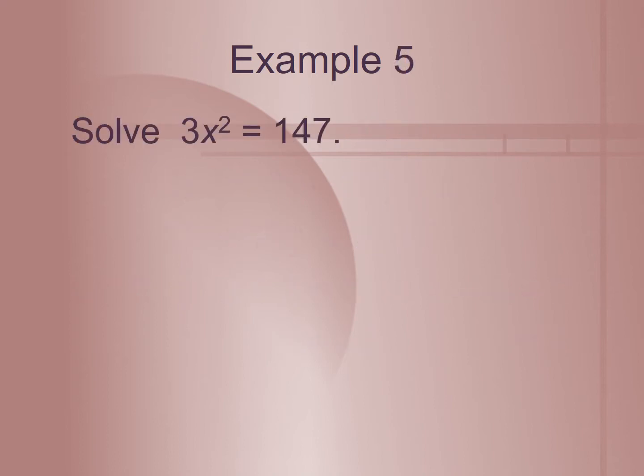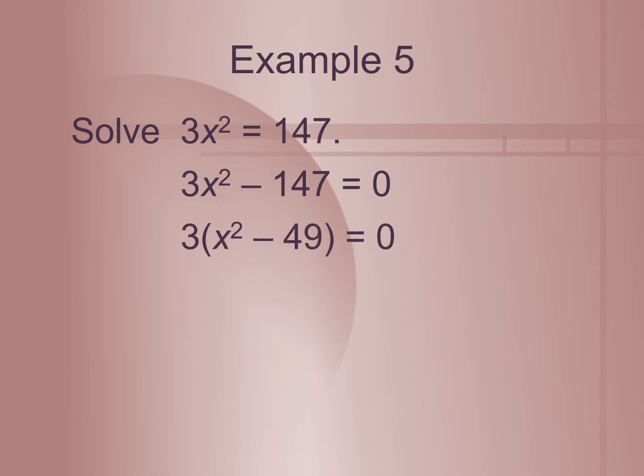Here's our next example. We have 3x squared equals 147. This is a quadratic equation because we have x squared, and if we want to solve this by factoring, we would have to set it equal to 0 first. So we'll subtract 147 from both sides. I'm going to go ahead and factor out a 3 because they both share a factor of 3, giving me x squared minus 49 on the inside.